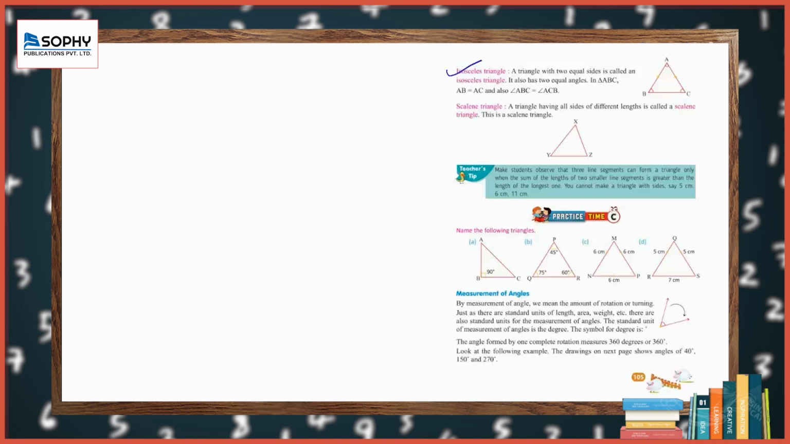Next is our isosceles triangle. A triangle with two equal sides is called an isosceles triangle. It has two equal angles. In triangle ABC, AB is equal to AC and angle B is equal to angle C. Next is our scalene triangle. A triangle having all sides of different length is called a scalene triangle. This is a scalene triangle, students. Next is our practice time C. Name the following triangle. So the first one is very good, students. This is a right angled triangle.